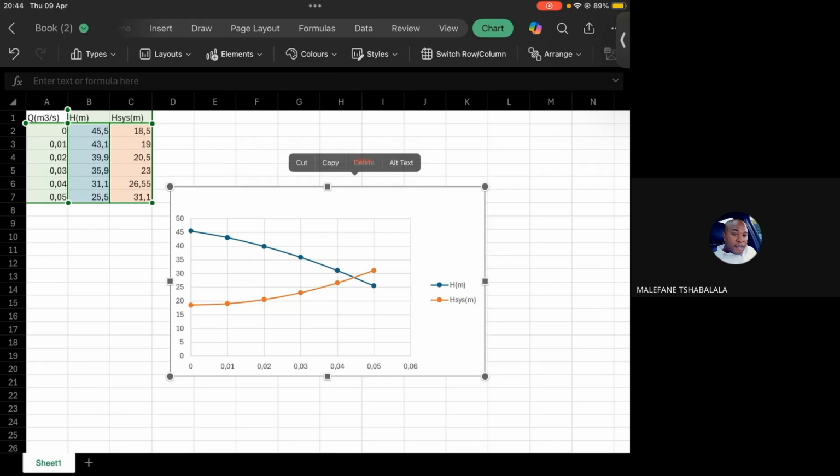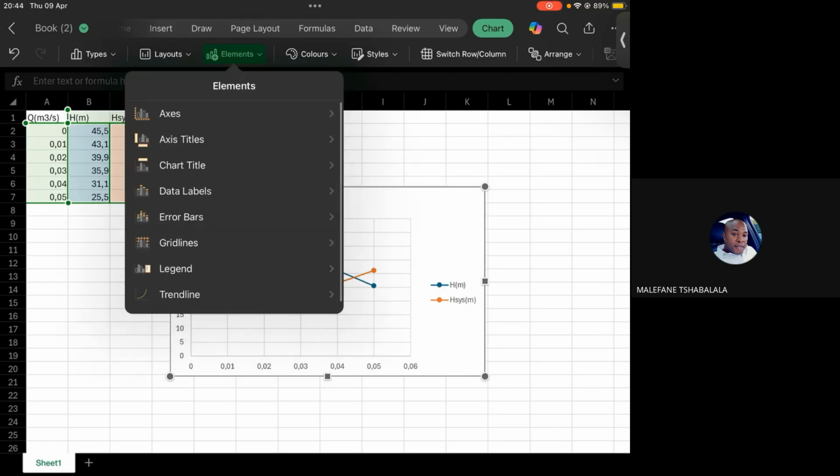From here you're going to just highlight your graph, and then from there you'll go to elements, other elements. You will have axis title, and then go to axis title, and under axis title you'll have primary horizontal and the primary vertical. You have to select both of them.